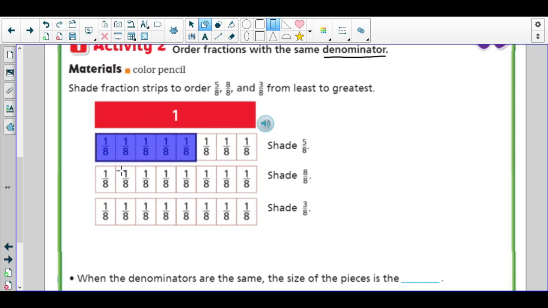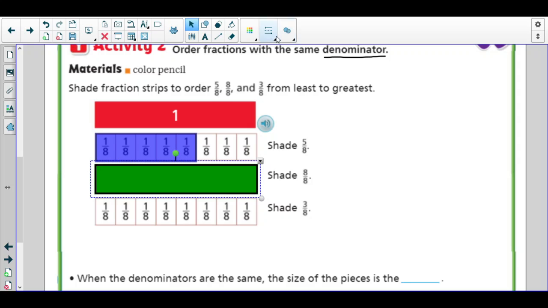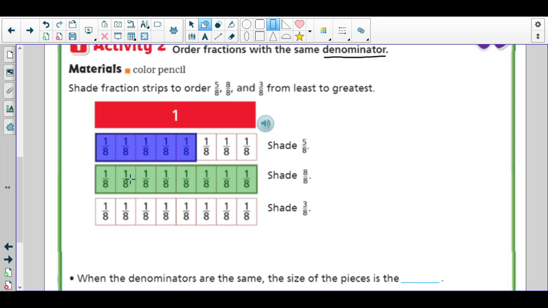And then get 8/8. Ooh, this one's a tricky one here. So 1, 2, 3, 4, 5, 6, 7, 8. 8/8 is the same thing as 1 whole. And then we're going to shade in 3/8. 1, 2, 3. Get that one filled in.